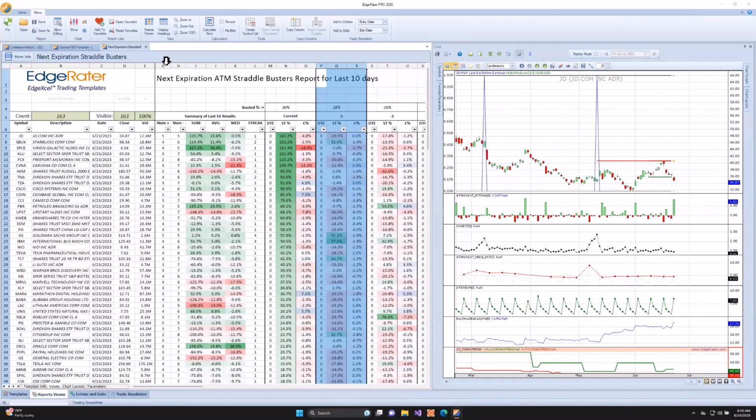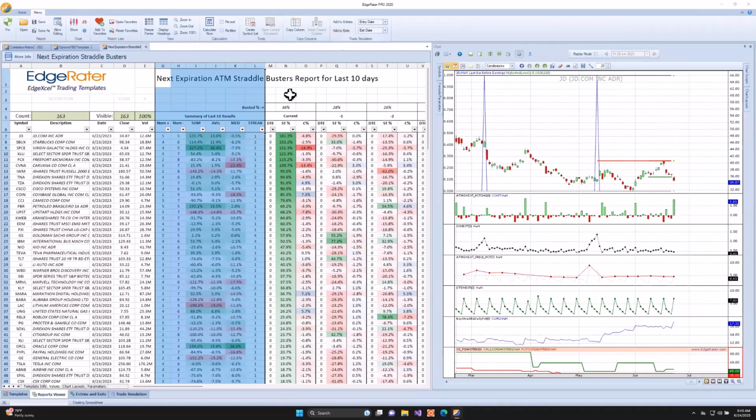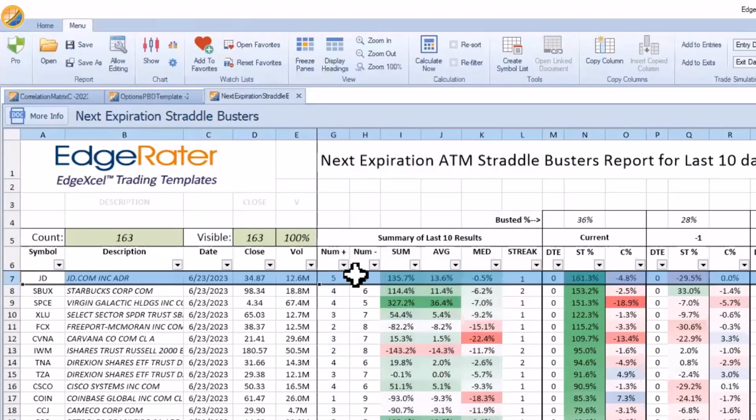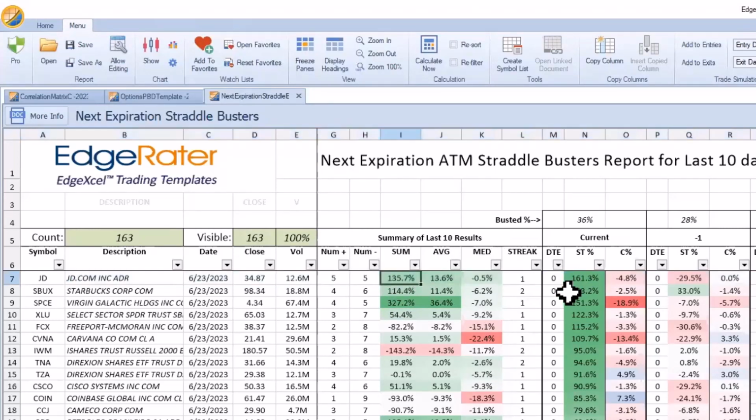And then the columns G through L are really a summary of those last 10 days. So you can tell in JD, out of those last 10 days, 5 of them the straddles have been busted, and 5 of them the price has been contained in the expected move. And you can see the sum of those percentages. In this case, it's 135%.